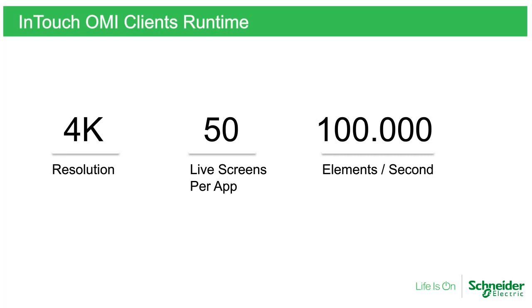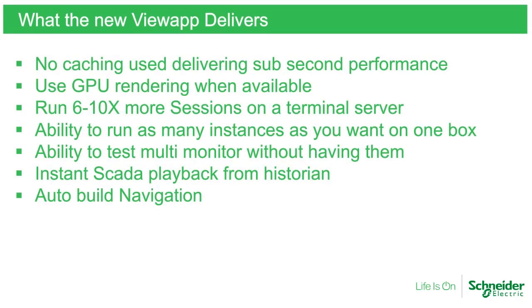We also support up to 4K, 50 screens per app, and we can render 100,000 elements per second. So when you call up any graphic that is in your application, we can call every graphic up within 1 second. So it's no caching used. We can use GPU rendering when it's available. If it's not available, we use the CPU. You can run about 6 to 10 times more sessions on the terminal server.